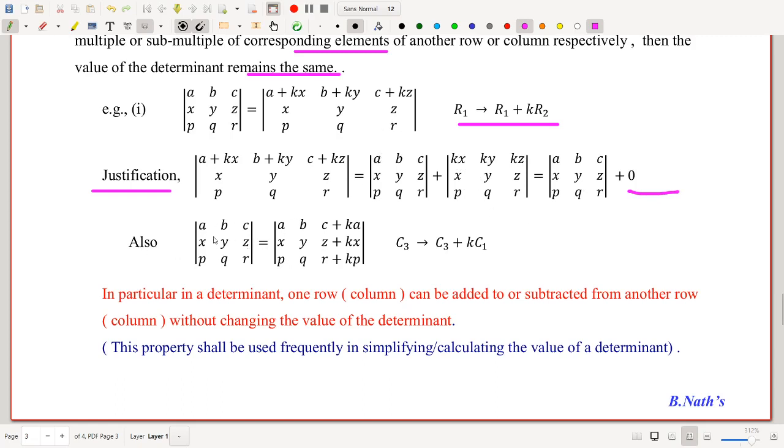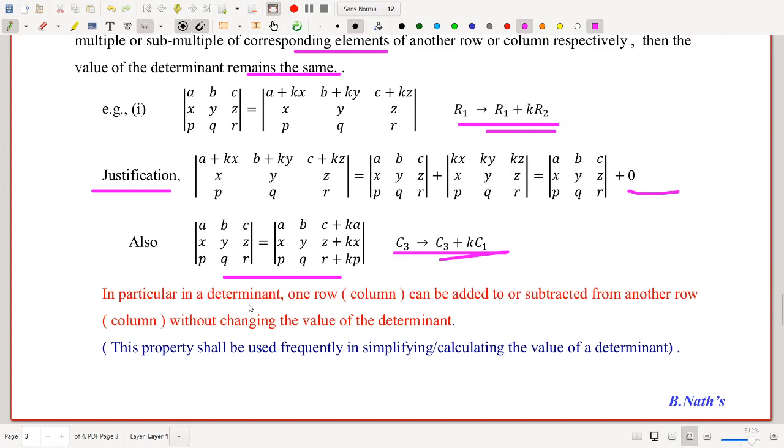Also similarly, we can write this using this operation: C3 changed to C3 plus kC1, means the third column we have changed by adding k times the first column. The values of the two determinants are the same. Now if I take k equal to 1, then it is R1 plus R2 here, and C3 plus C1. If I take k equal to minus 1, then this becomes R1 minus R2, and this becomes C3 minus C1.